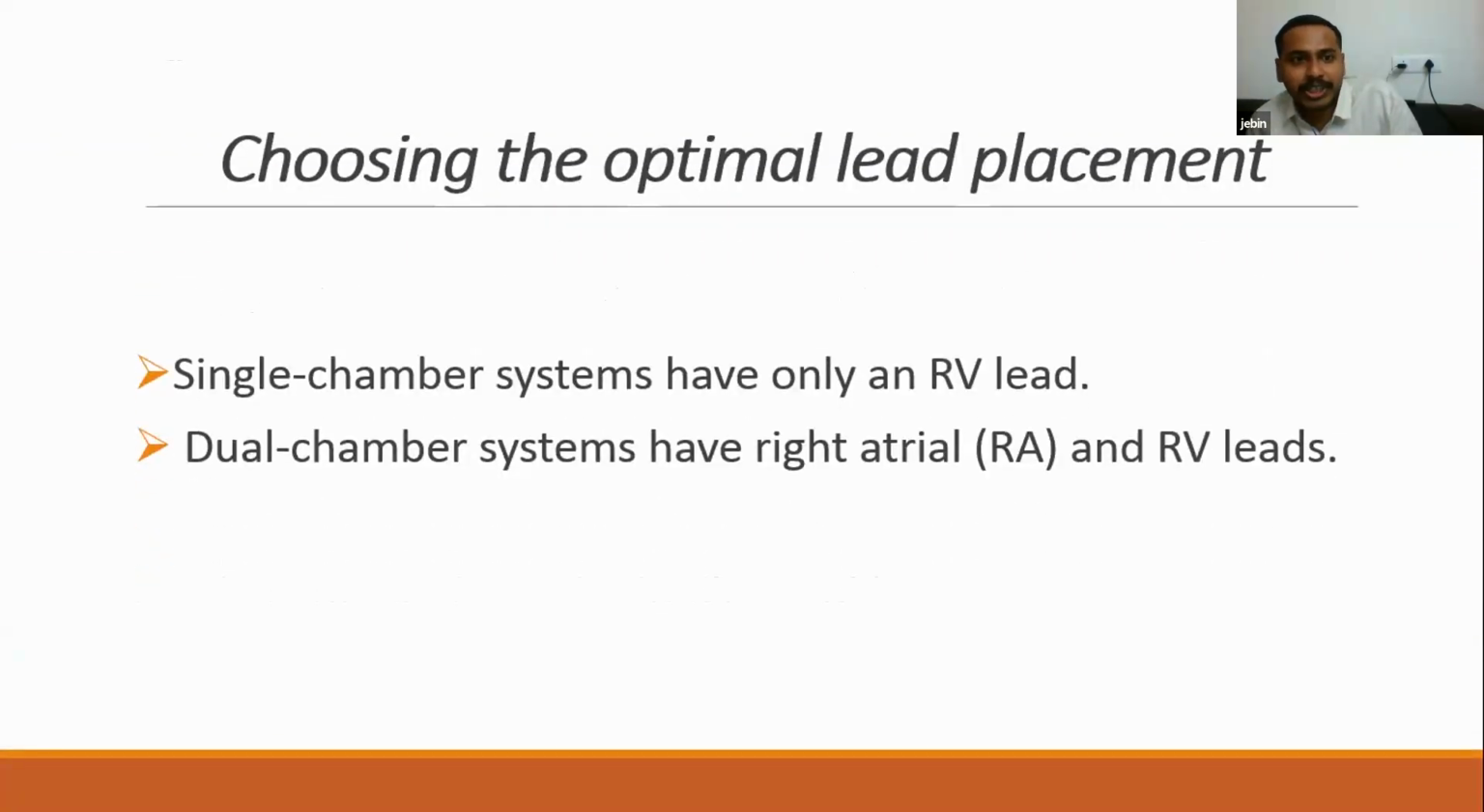Choosing the optimal lead placements. It may be a single chamber system, a dual chamber system, or a three-lead system like in CRT. In a single chamber system, there is only the RV lead. The dual chamber system has leads in the RA and RV, and CRT has leads in the RA, RV, and LV.